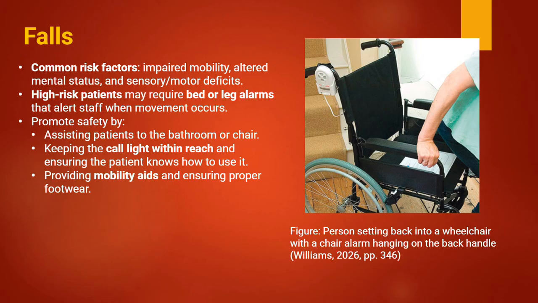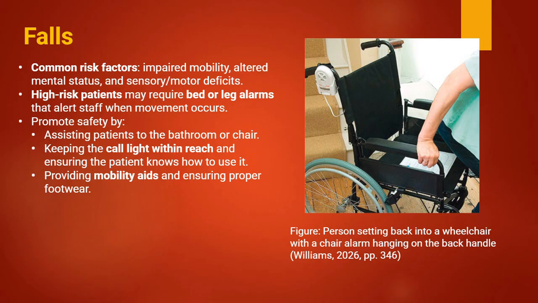Nurses must conduct a fall risk assessment on admission and throughout the stay, using tools such as the Morse Fall Scale. Patients identified as high risk may benefit from a bed or leg alarm, which detects changes in position or pressure and sounds an alert when a patient tries to get up from the bed or chair. These alarms provide an early warning to prevent unassisted movement and potential injury.